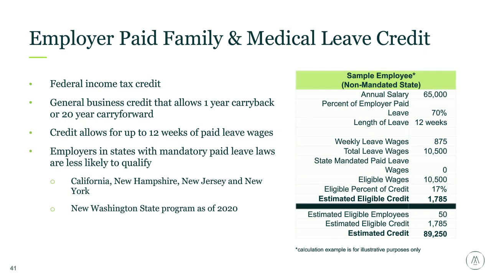So, again, like the others, federal income tax credit, general business credit. On the right-hand side, we have a sample calculation. So this is looking at a full-time employee who makes $65,000 a year, took 12 weeks of qualified paid leave, and was paid 70% of their annual salary during their leave. So that kind of gives you an idea of potential eligible credit. And then below that is an example when an employer has 50 qualified employees with the same facts, breaking it down and showing you what the cumulative credit could be.